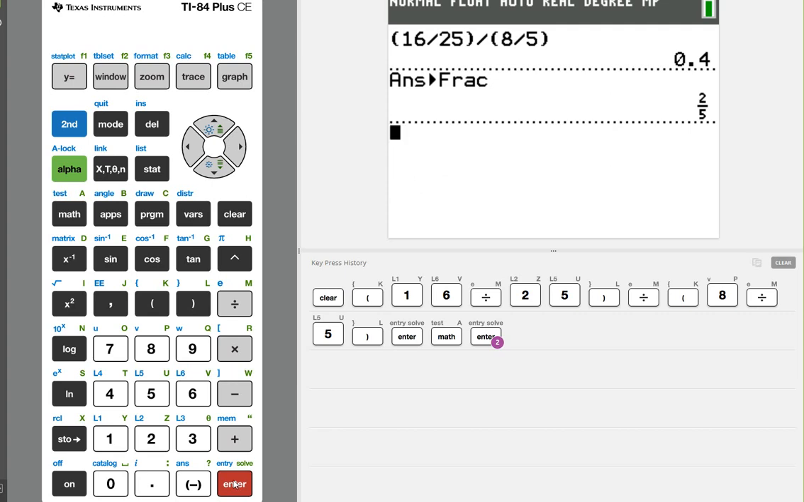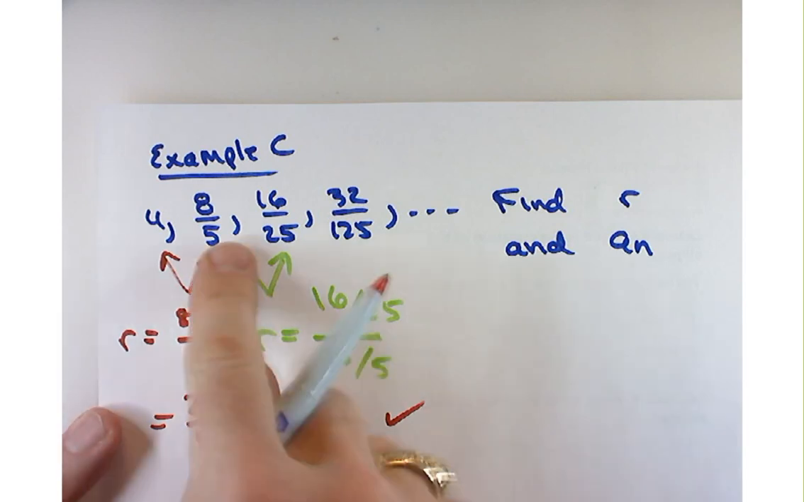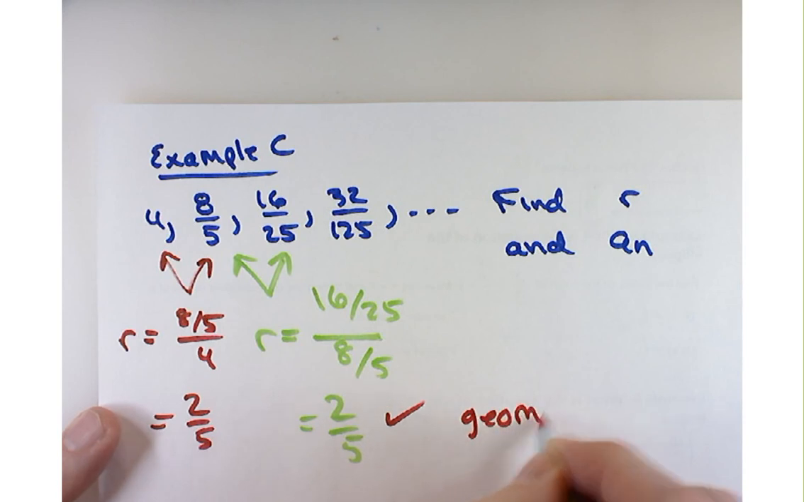So r in this second case is 2/5. And guess what? In the first case, it's also 2/5. Because those match and you're multiplying by 2/5 to get from one term to the next, that means this is a geometric sequence.